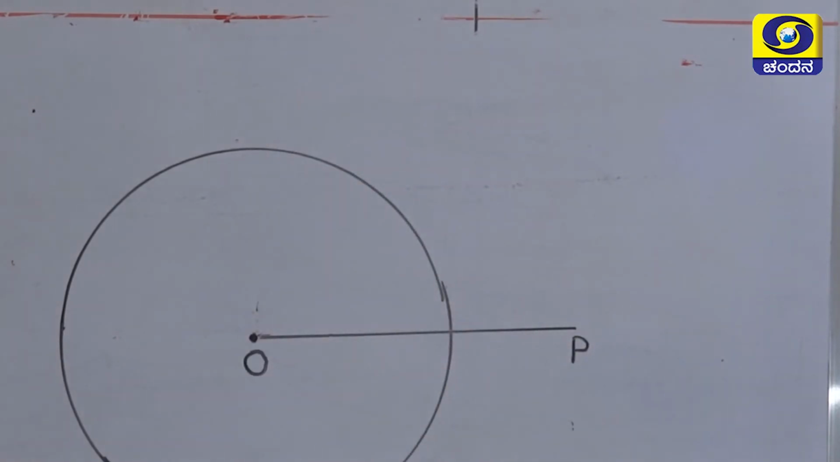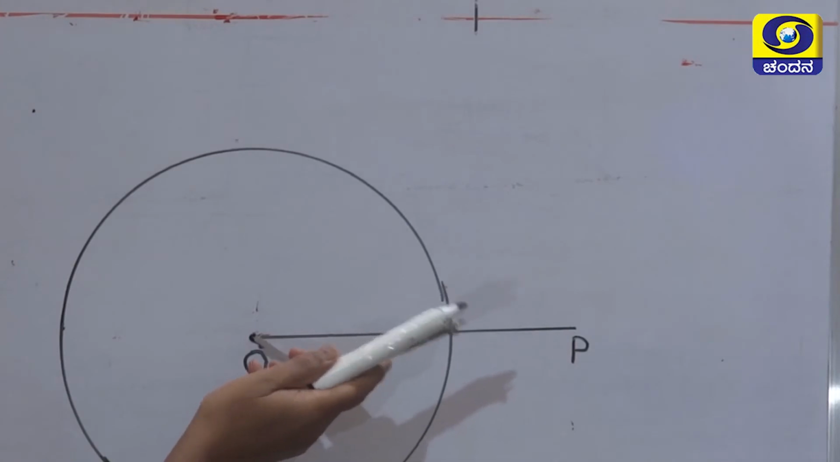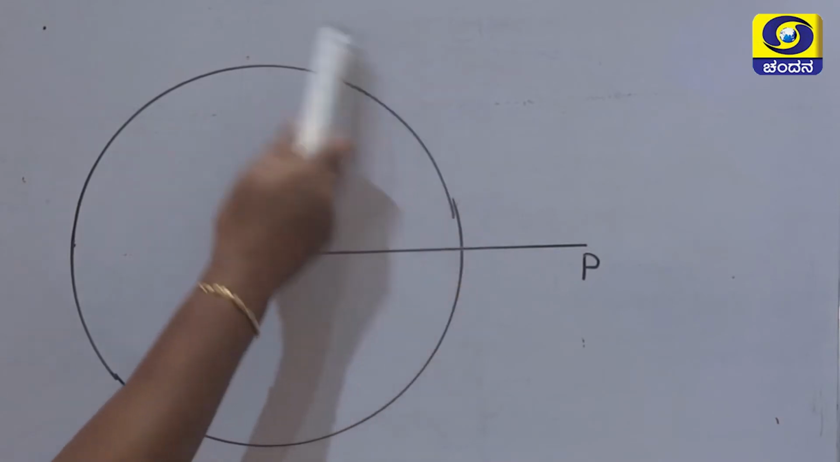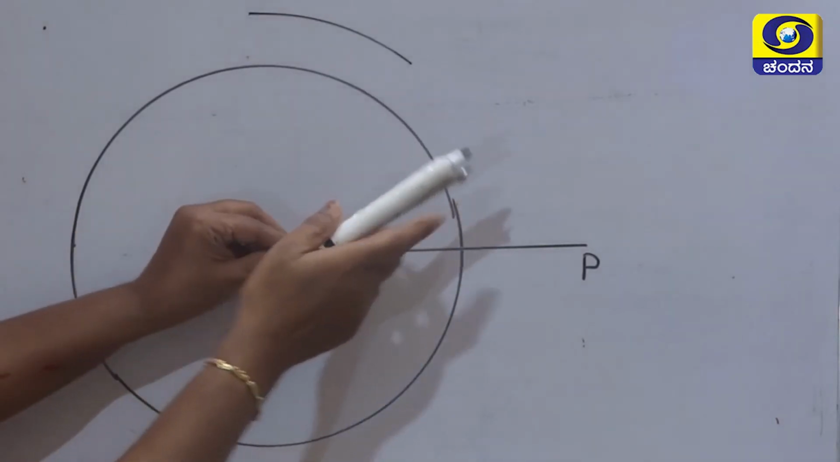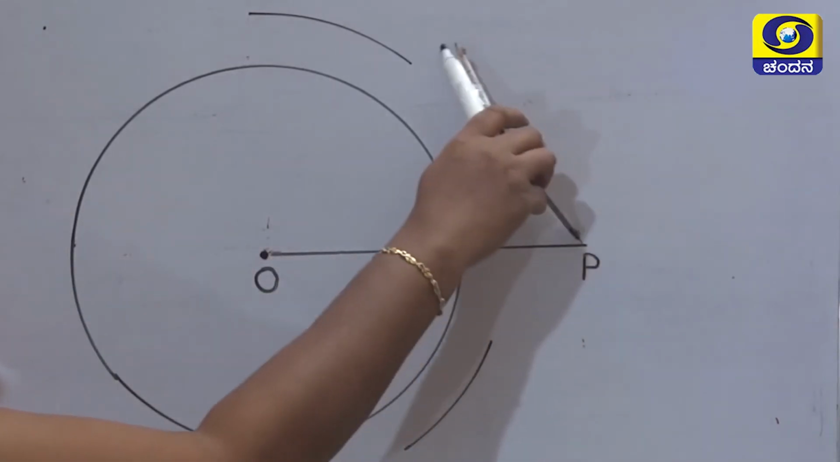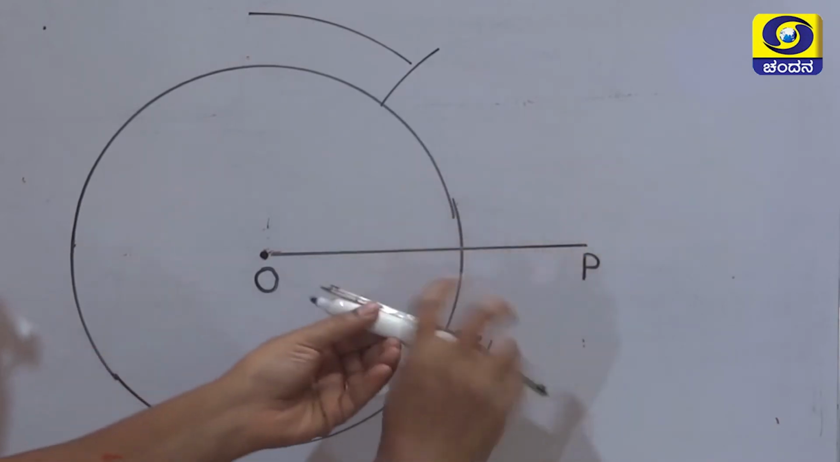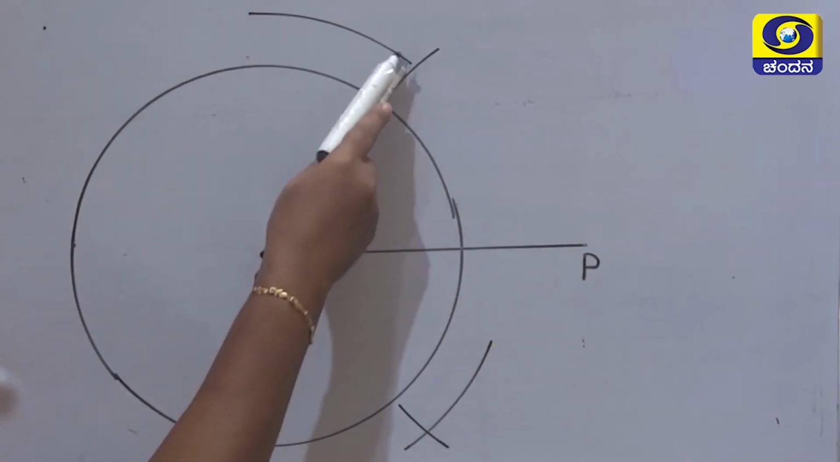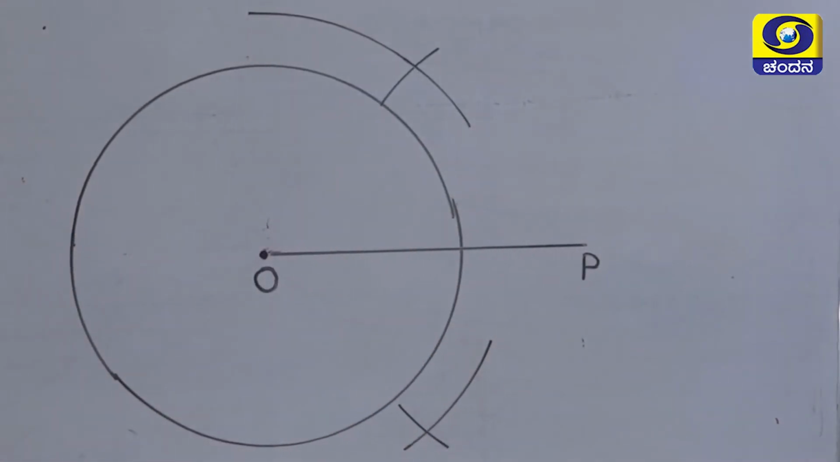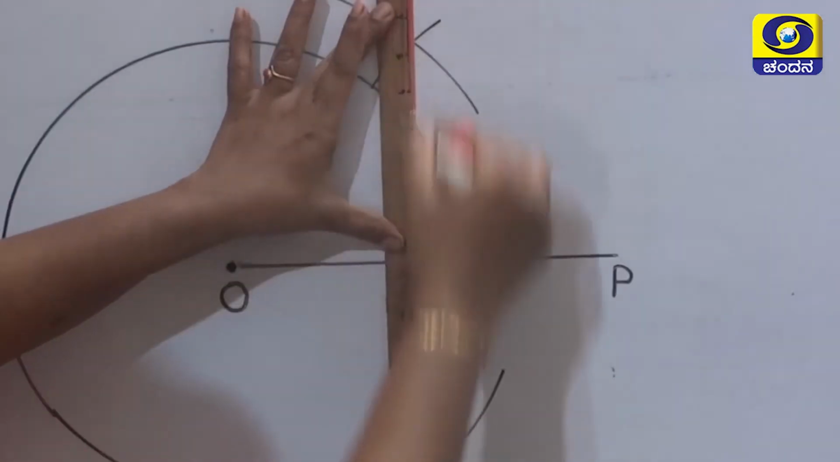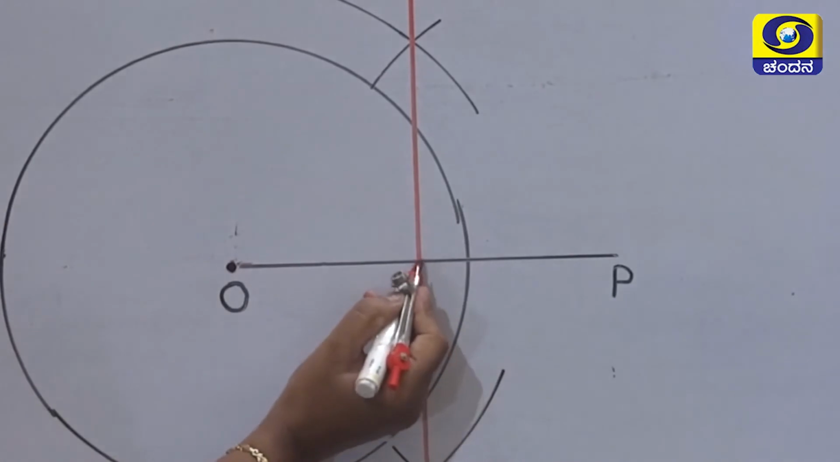To do that, take this compass, take 3/4 length of this distance OP, and make arcs like this above and below this line segment OP. Similarly, do the same procedure from point P also. Now you can join the 2 points of intersection of these arcs. We'll get the midpoint of the line segment. This will give us the midpoint.